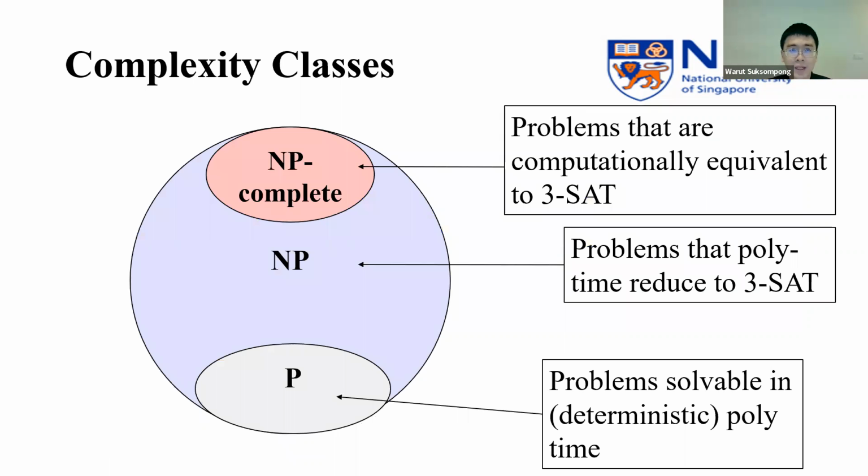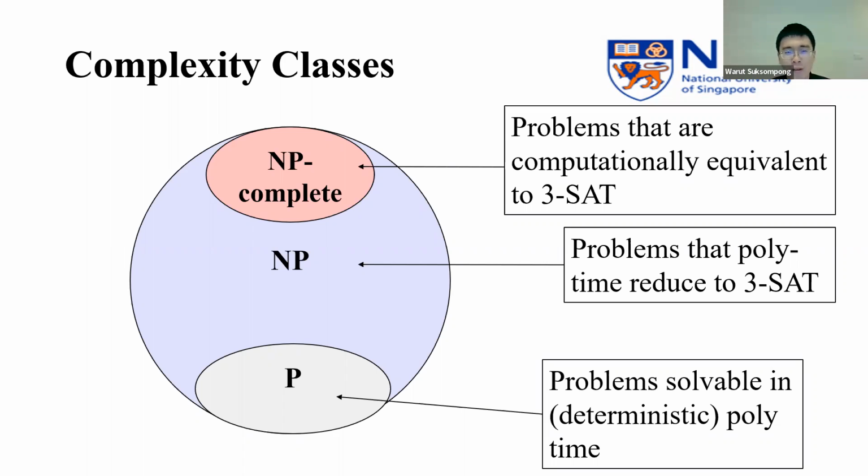Okay, so back to this diagram. So we have P, we have NP. NP is the problems that polytime reduce to 3-SAT, so the problems that are no harder than 3-SAT. And NP-complete is problems that are computationally equivalent to 3-SAT. So these are the hardest problems in NP. So we know that P is a subset of NP, and also NP-complete is a subset of NP.